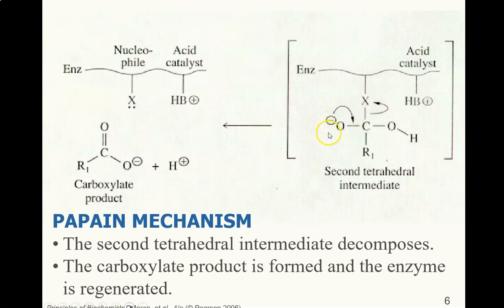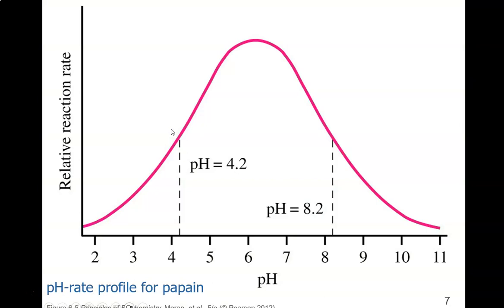The next thing that happens is that the electrons then go back to the sulfur, and that breaks the bond between the substrate and the enzyme. Now we reform our carboxylate group, and then we have our product, and we regenerate the enzyme. Remember, the enzyme was such that the sulfur on the sulfhydryl group was unprotonated on the cysteine, and the histidine was protonated.